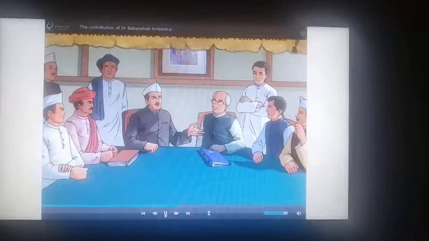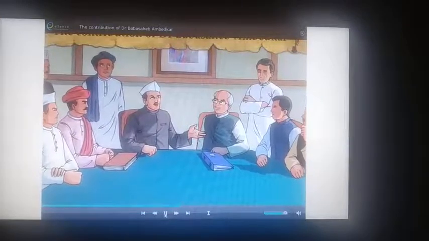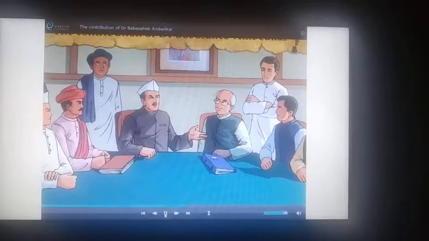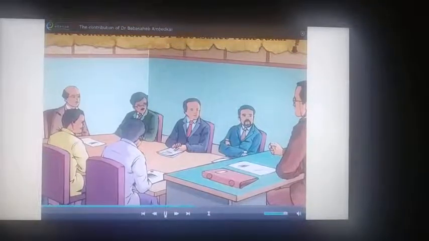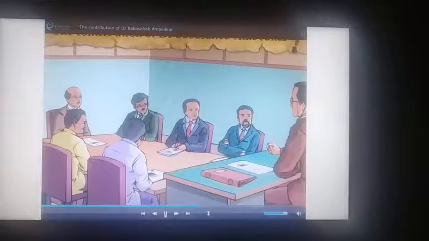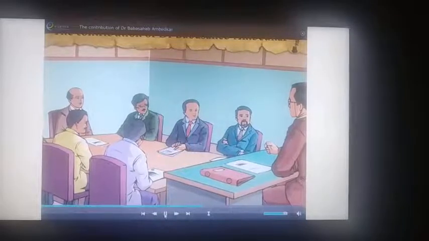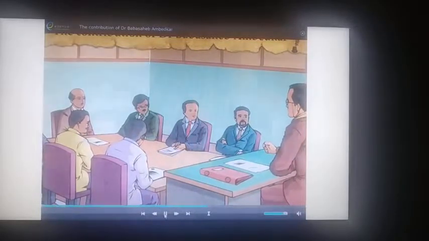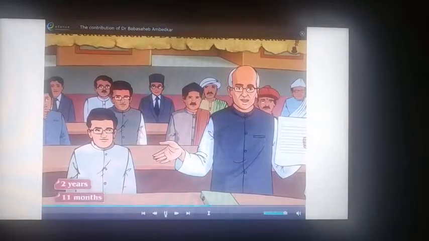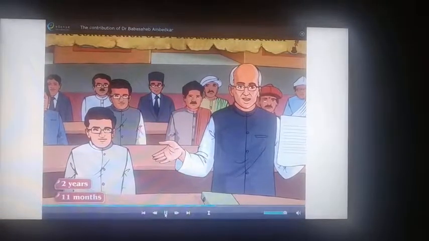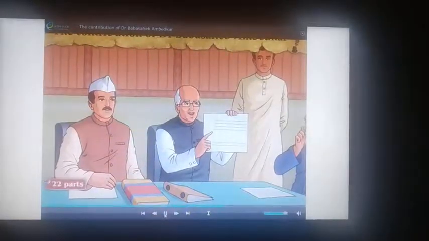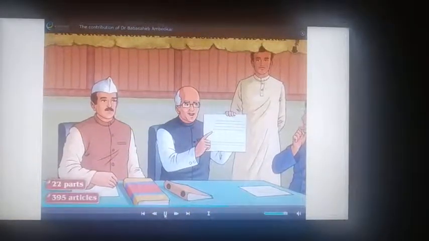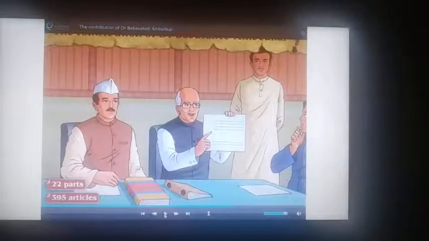Decisions in the Constituent Assembly were made on the basis of debate and discussion. A respect for opposing viewpoints and acceptance of appropriate suggestions was a characteristic of the working of the Constituent Assembly. It took 2 years, 11 months and 17 days to complete the writing of the Constitution. There were 22 parts, 395 articles and 8 schedules. We are proud of it.